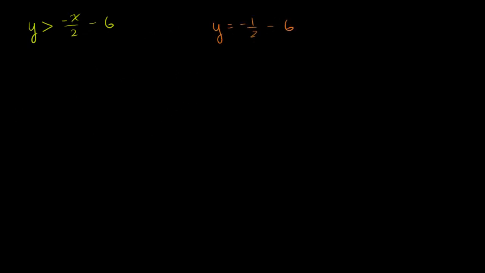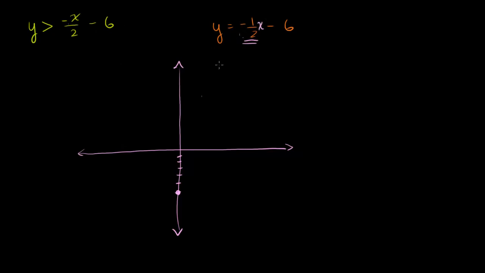So if we were to graph it, that is my vertical axis. That is my horizontal axis. And our y-intercept is negative 6. So 1, 2, 3, 4, 5, 6. So that's my y-intercept. And my slope is negative 1/2 x, negative 1/2 x minus 6. So my slope is negative 1/2, which means when I go 2 to the right, I go down 1.